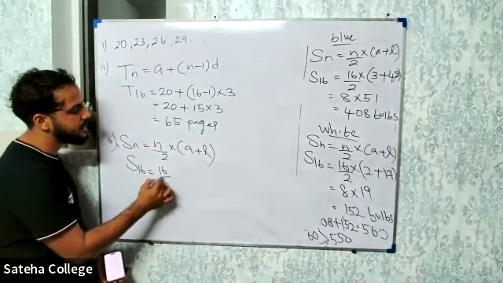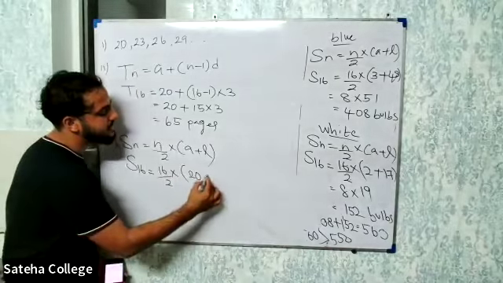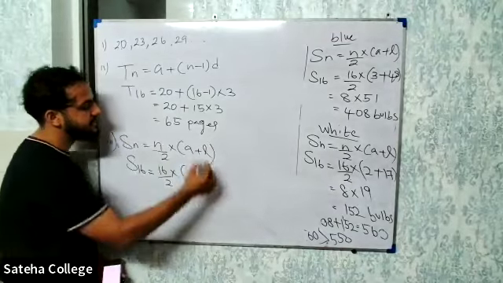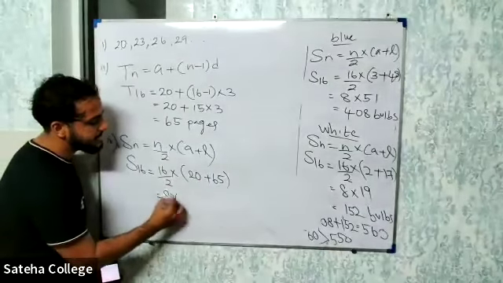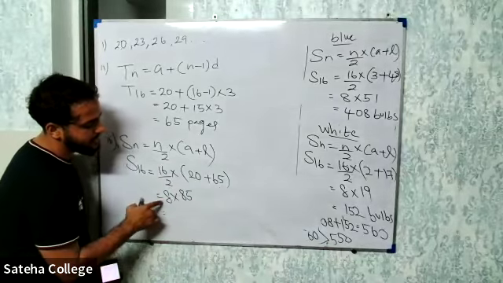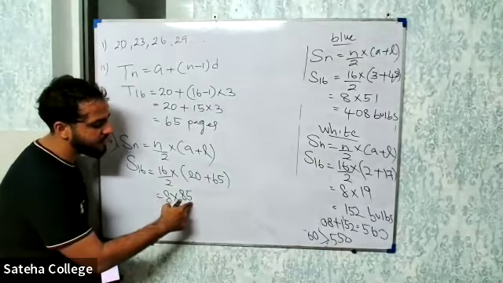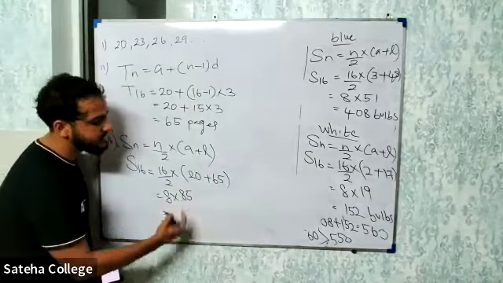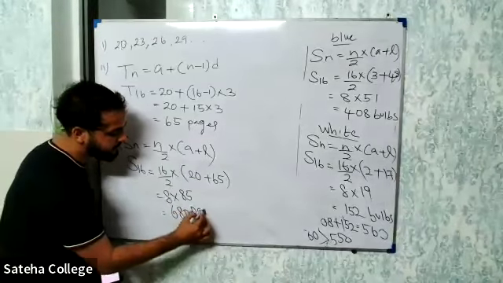Number of terms is 16 divided by 2. First term 20. Your last term is your 16th term, that is 65. Right? 16 divided by 2 is 8. 20 plus 65, 85. Do the multiplication. 8 into 80 is 640. 8 into 5, that is 40, 640 plus 40, 680 pages.